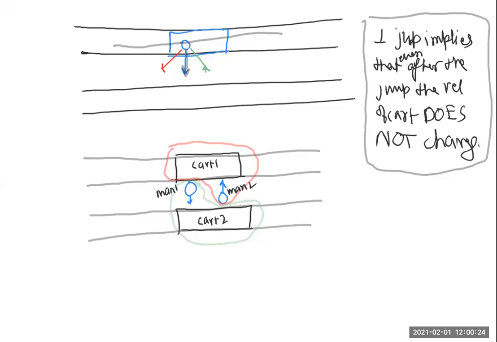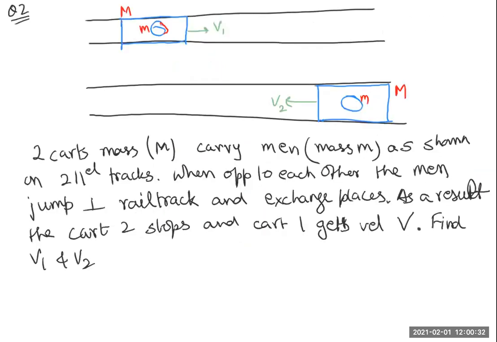Now you can ask why choose this system, what is the rationale. Well, the rationale is given in the question itself, okay? And this is what you need to really understand. So the question is saying that they exchange places. That means this guy eventually ends up here, and this guy eventually ends up here.